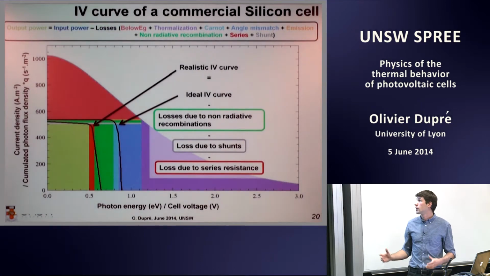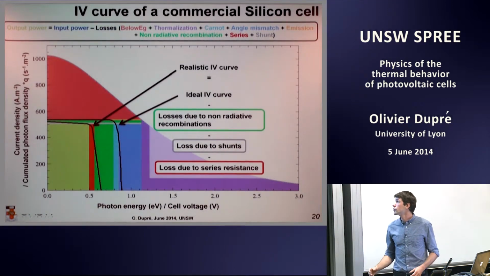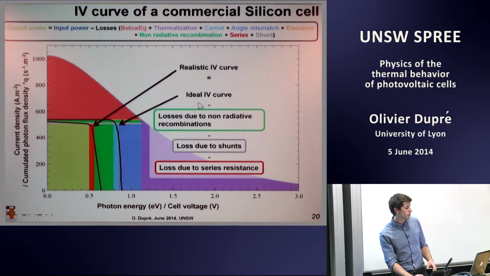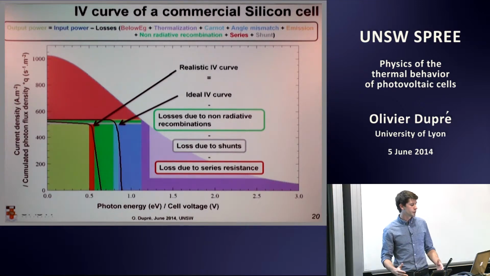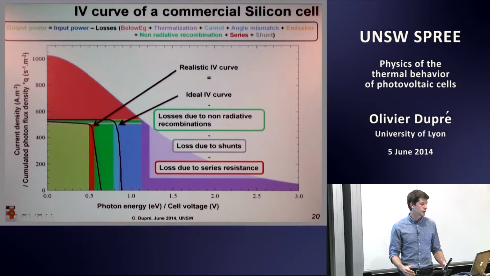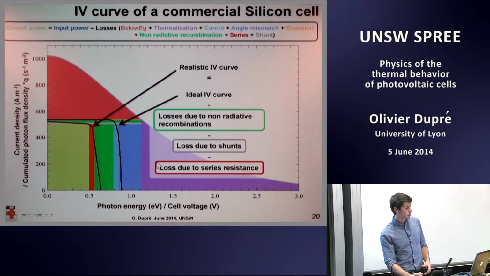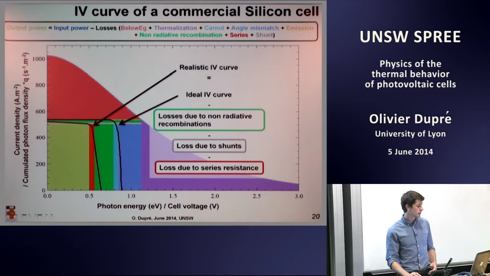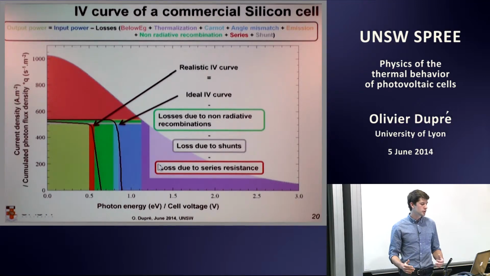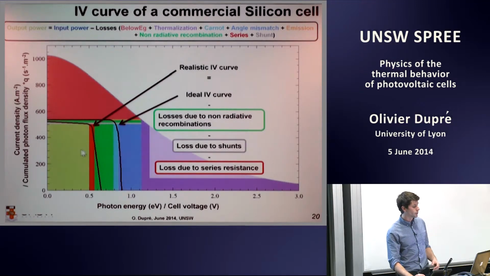So once again, we can have a look at that on the IV curve. We plot here a more realistic IV curve, and we see that it differs from the ideal IV curve by the factors we have introduced: the loss due to non-radiative recombination here in green, the loss due to shunts that will reduce the current we can extract from our cell, and the losses due to series resistance that will further reduce the optimal voltage of our cell.